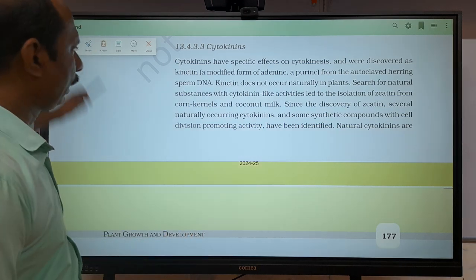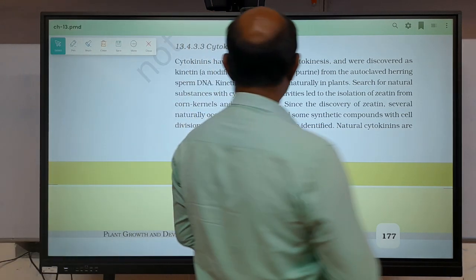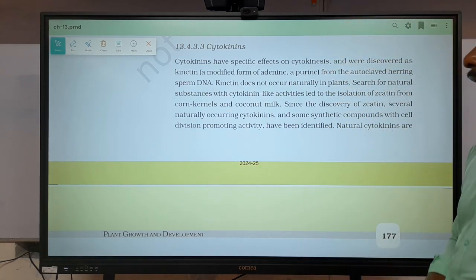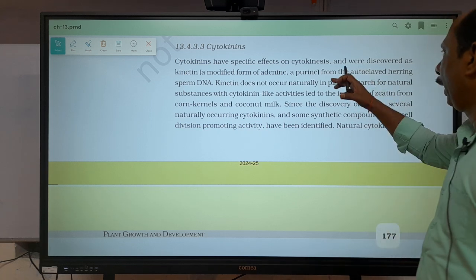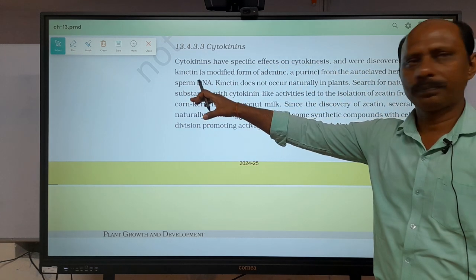Okay, now another plant regulator is cytokinins. The cytokinins have a specific effect on cytokinesis. Cytokinesis means cell division. This is for cell division. They were discovered as kinetins.